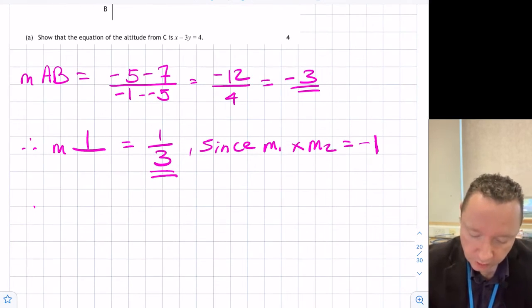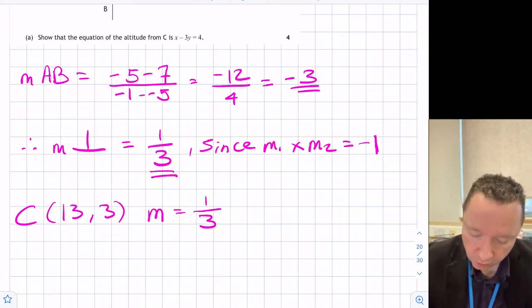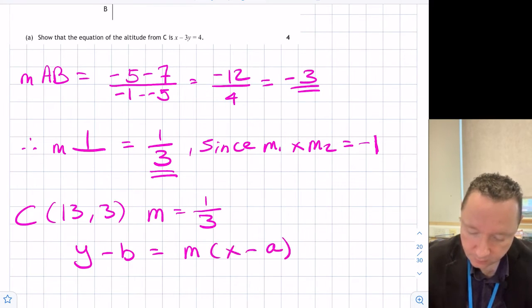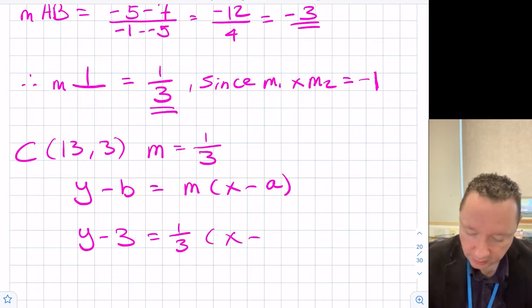So using the point C, which is 13, 3, and our gradient m, which is 1/3, then we do y minus b is m times x minus a. Y minus 3 is 1/3 of x minus 13.